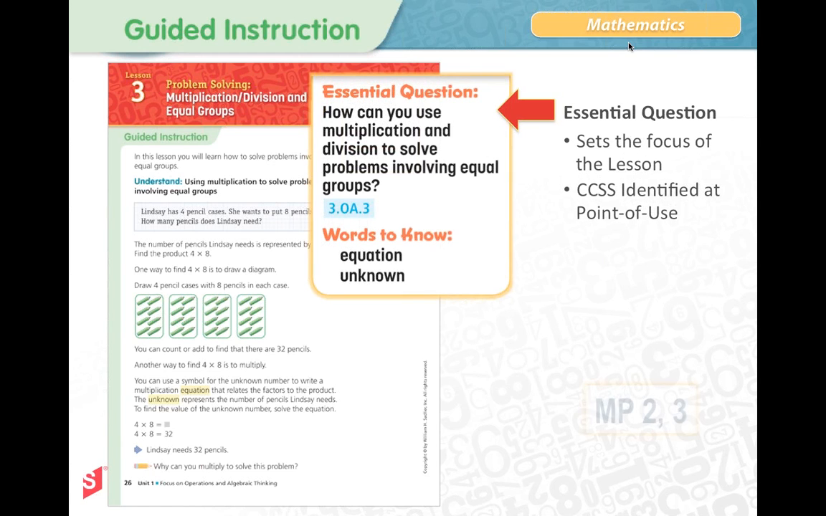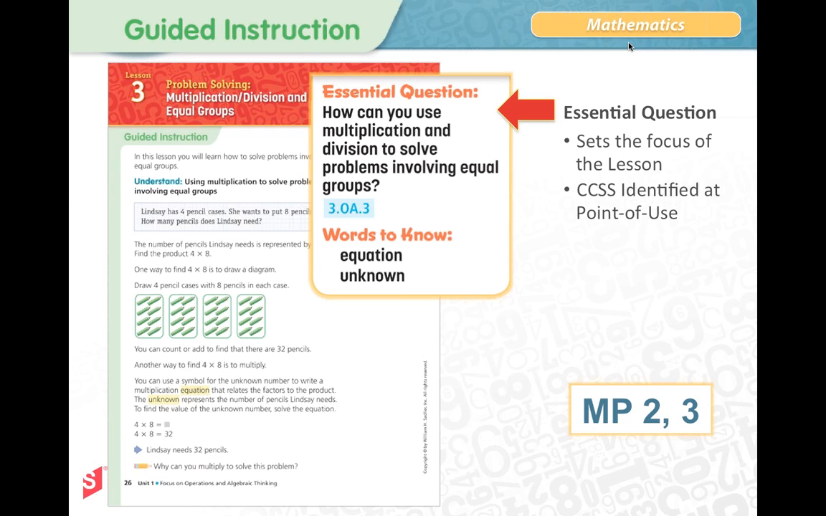So let's get into looking at a lesson in grade 3 and looking at the lesson structure. As the unit began with an essential question, remember I said that's the big idea. Every lesson begins with an essential question, which sets the focus of the lesson. And again, we're getting students to communicate and reason about mathematics in every lesson.